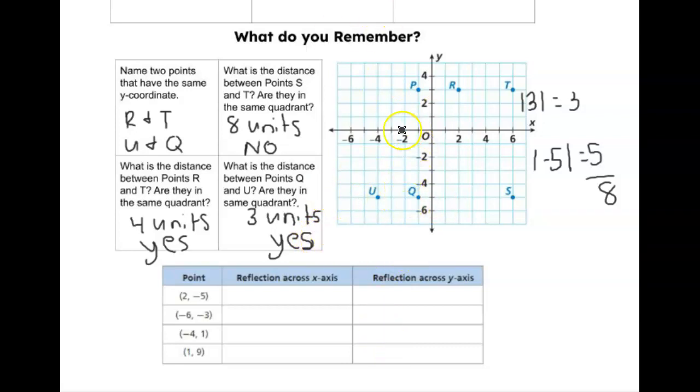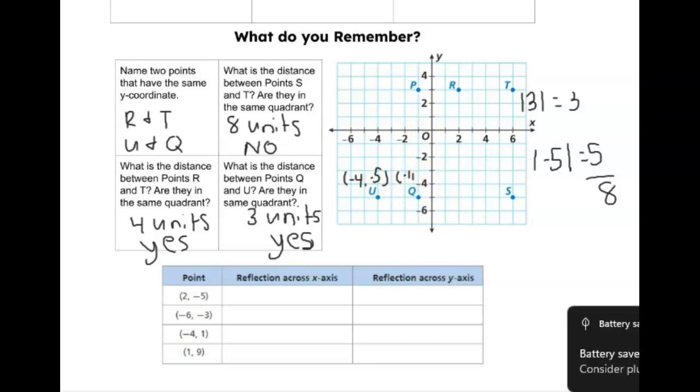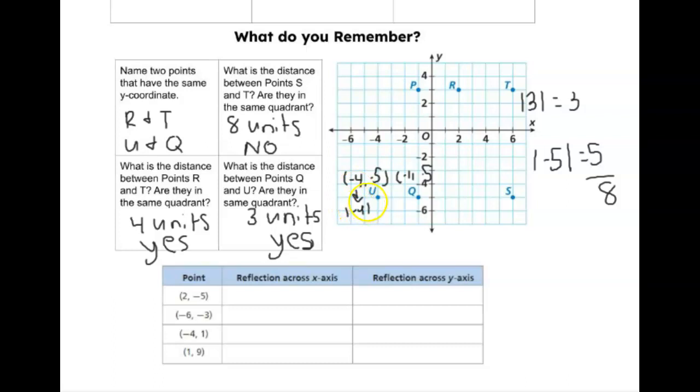Besides just counting, I'm going to show you the other way to do it on these. I run to -4, I fall to -5. So (-4, -5). Here I run to -1 and I fall to -5. So we're looking at the absolute value of -4 and the absolute value of -1. So 4 minus 1 equals 3. We are subtracting because we're in the same quadrant.